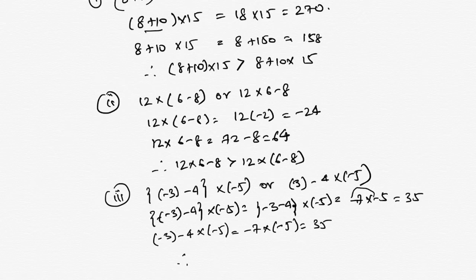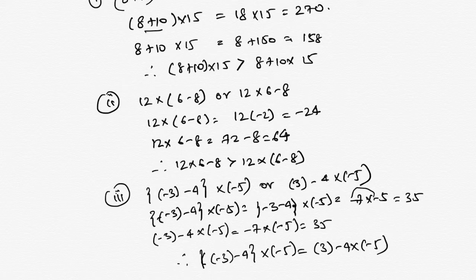So let's write it down. Minus 3 minus 4 into minus 5 is equal to minus 3 minus 4 into minus 5. Okay, solve. Now we are in the last part of our exercise 1A. Now the 10th question.